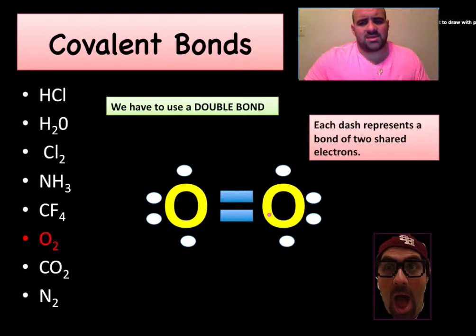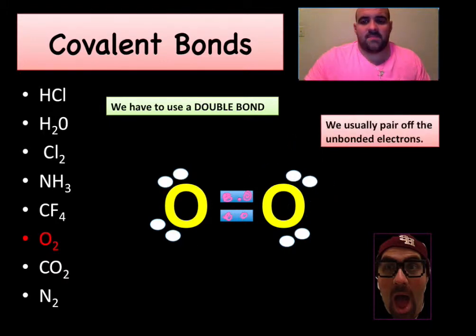And we would draw this as a double bond. Each one of these represents 2 electrons. So oxygen is not singly bonded, it's doubly bonded. And we usually pair off the unbonded electrons. That's usually how we do it, and most of the videos and diagrams you'll see online will do this. Lewis structures predict this, but in general, this is not going to be true for oxygen.